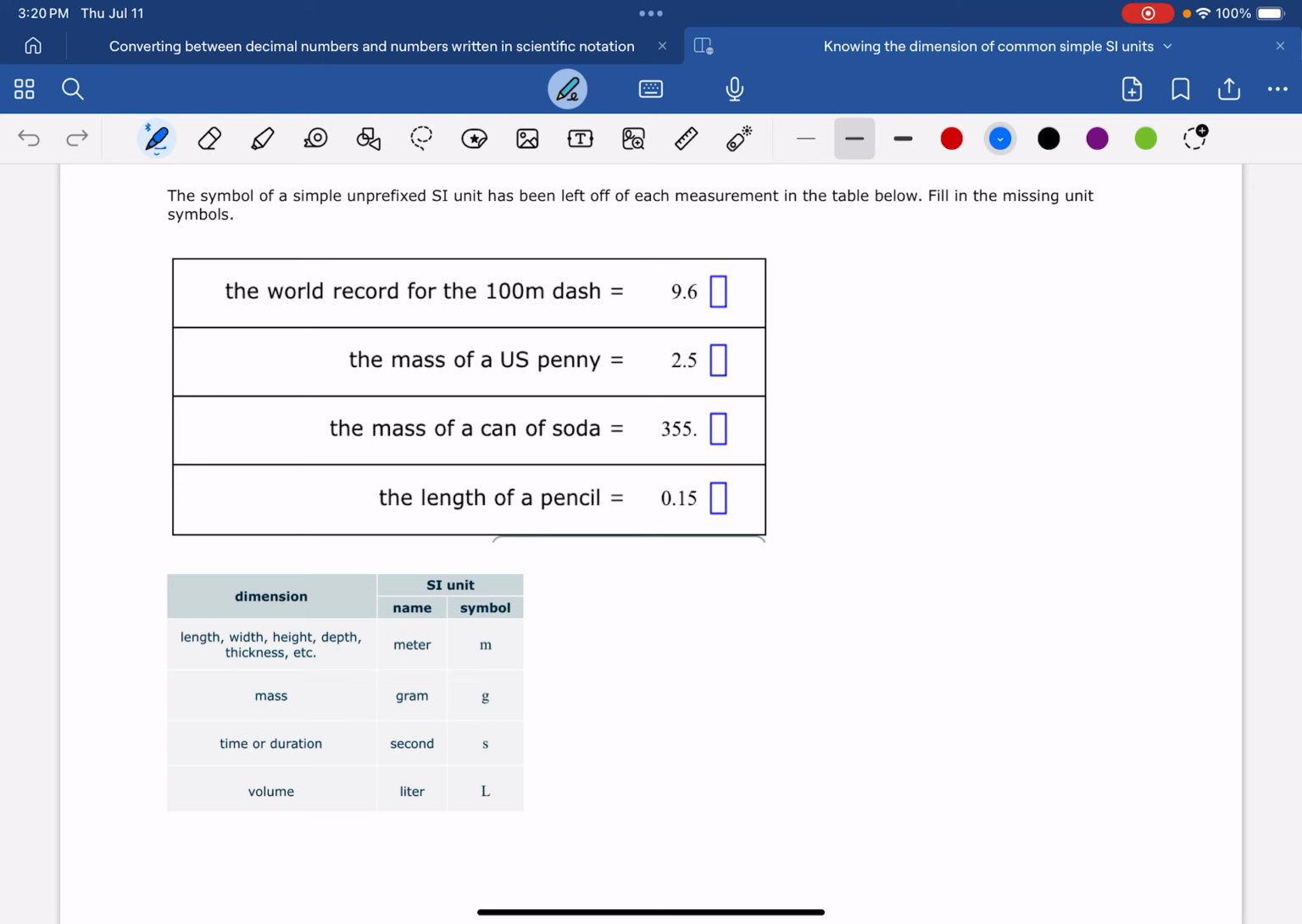So if we take a look and we're like, what is the world record for the 100-meter dash? That's how fast you've gone, right? And the amount of time it took. So that would be seconds, and we're going to put seconds right here.